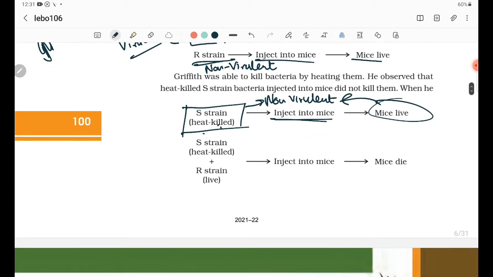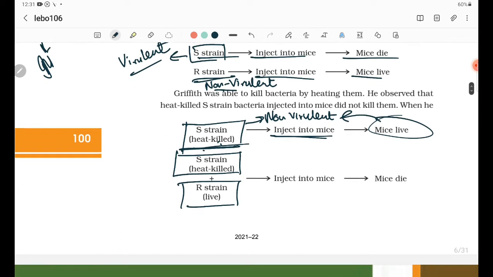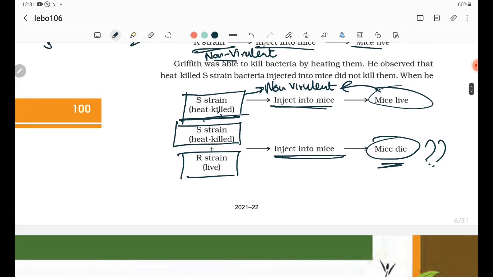So S strain heat killed is non-virulent, and R strain alive is also non-virulent. I am injecting both into mice. Both are non-virulent, so the mice should live. But here the mice are dying. Why?